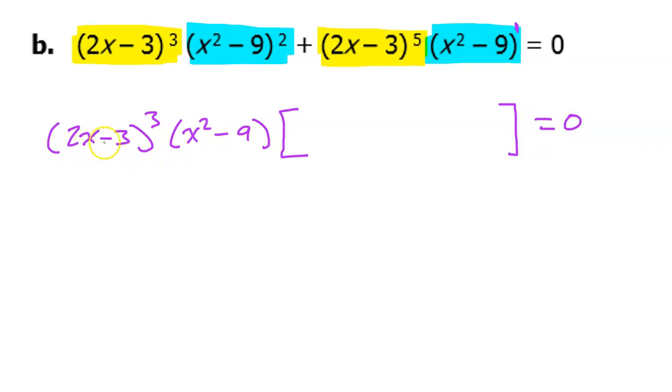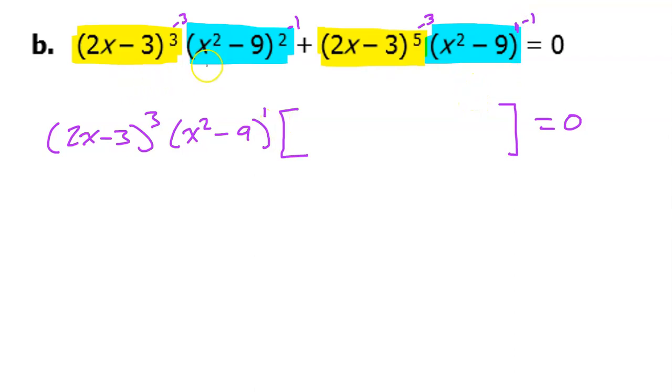So remember, when I factor out my 2x minus 3 to the third power, I'm going to end up subtracting 3 from these exponents. So I'm subtracting 3 right here, and I'm going to end up subtracting 3 right here. I'm really dividing by 2x minus 3 to the third power, and when you divide, you subtract the powers. As I factor out x squared minus 9, this is to the 1 power in a way. So that's why I will be subtracting 1 from each of these exponents.